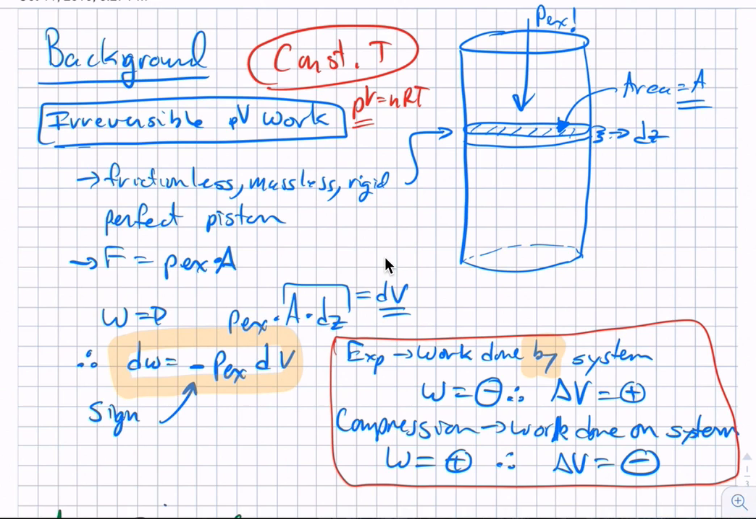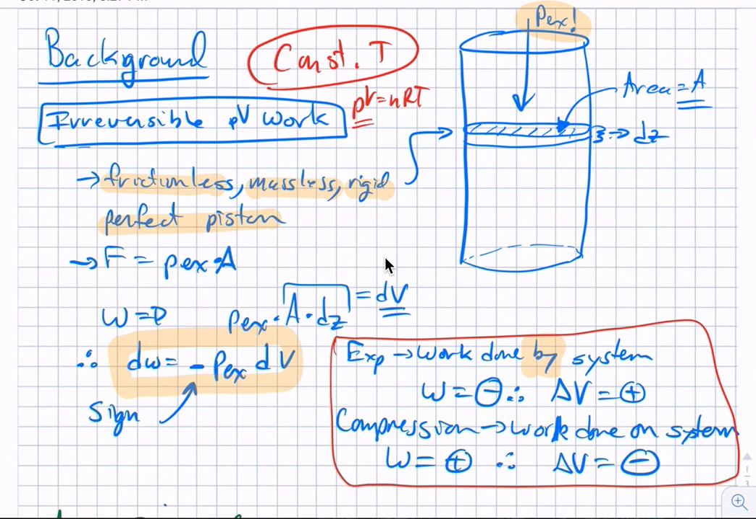And so the model is that you have a cylinder, and then there's a piston that fits in the cylinder, and that cylinder is frictionless, massless, and the piston itself is rigid, and it's a perfectly fitting piston. And the force that is exerted on that piston is due to the external pressure, PEX. So that's up here. And that force times the area, so the area will cancel the area of the pressure. Pressure again is force per unit area, so we're back to force.